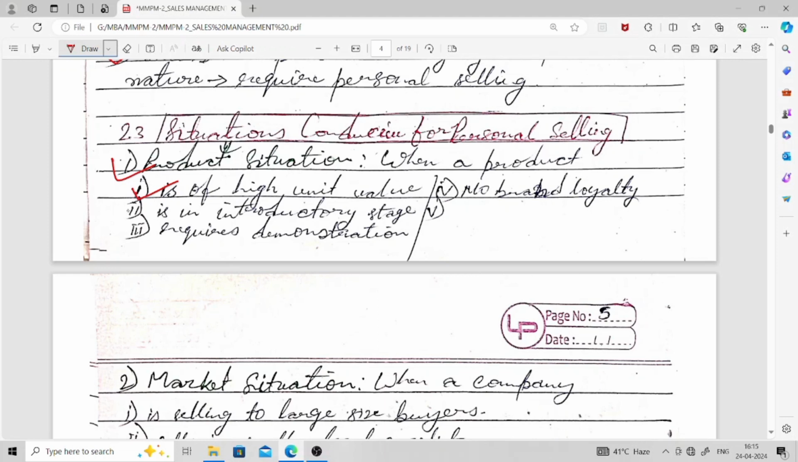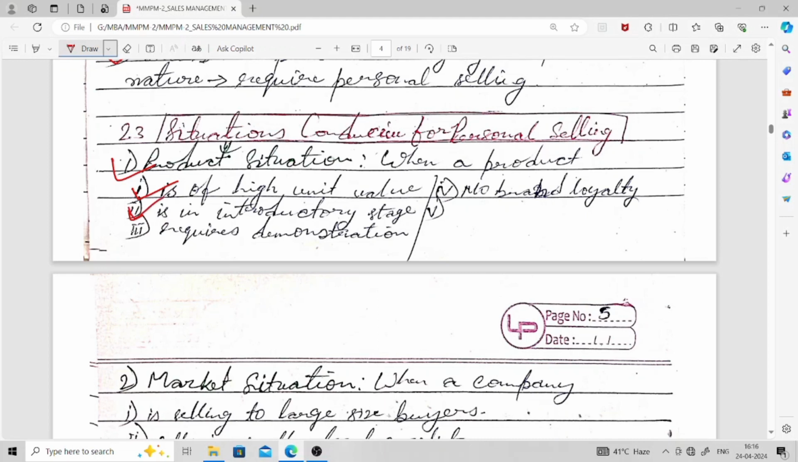Second, when the product is in the introductory stage. When the product is in the introductory stage, people are not aware of the product, so that kind of information should be provided by the salesman to the customer. So that is given here: when the product is in the introductory stage.